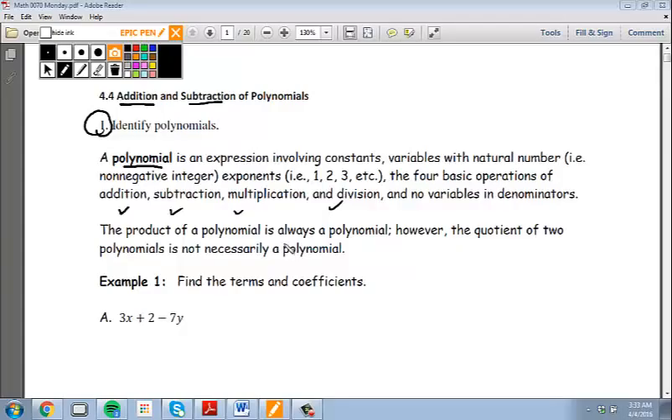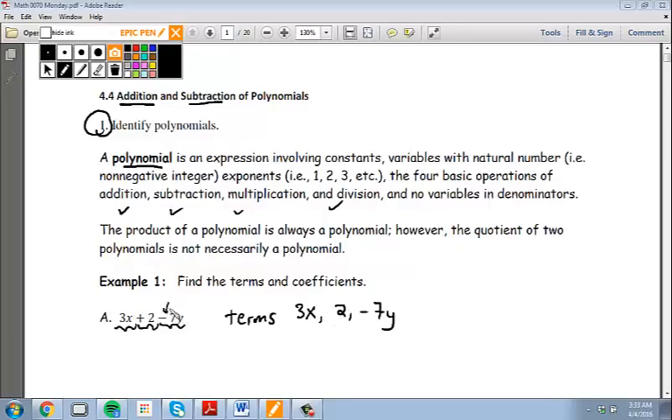Alright, so the product of a polynomial is always a polynomial. However, the quotient, or the answer to the division problem of two polynomials, is not necessarily a polynomial. So find the terms and coefficients. Each term is sort of separated by an addition or a subtraction sign in a polynomial. So we have three terms here. So the terms are a 3x, a 2, and a negative 7y.